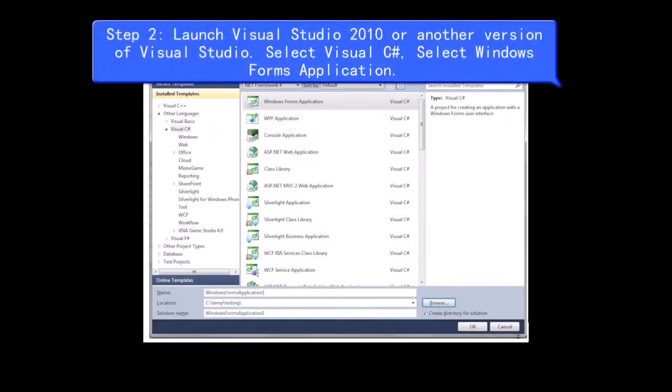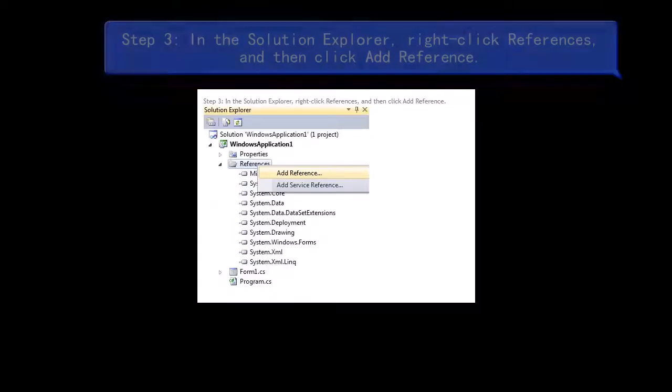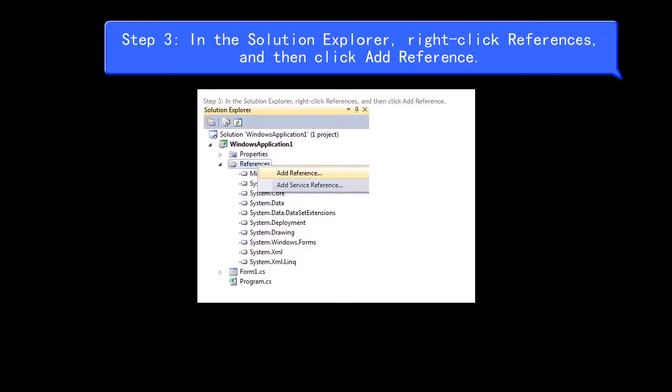Step 2. Launch Visual Studio 2010 or another version of Visual Studio. Select Visual C#, select Windows Forms application. Step 3. In the Solution Explorer, right-click References and then click Add Reference.